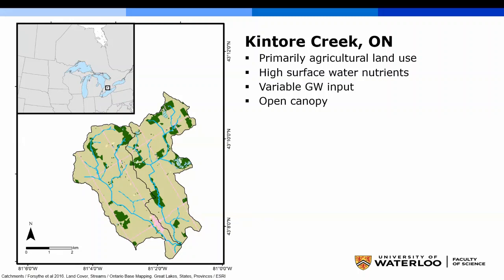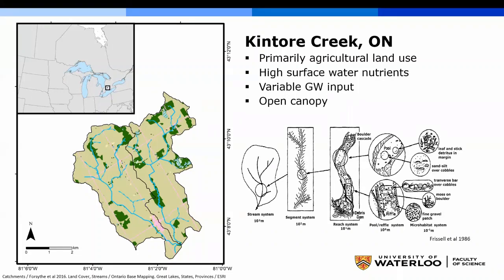Our study took place in Kintore Creek in Ontario, Canada. Land use in the catchments is over 80% agriculture, which we can see is denoted by this light green color here, followed by forested areas with this dark green color, and urban and residential uses in the pink color. There's typically high surface water nutrients across the catchments with variable groundwater input and open canopies.